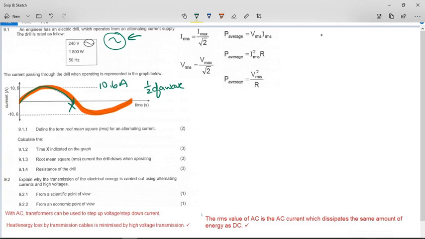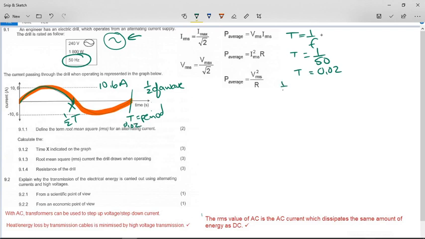So if you know your definitions, the time taken for one full wave to pass a point, T, is called the period, okay? So this thing marked on the wave is half of a full wave, so it is half of the period. And we know that there is a formula that links the period and the frequency, T equals 1 over f. So in the question here, it tells you that this is a 50 hertz drill, which means that there are 50 cycles of current per second. So the period of this wave is 0,02. Half of 0,02 is going to be x. So x is going to be 0,01 seconds. That is how long it takes to get to point x, half a wave.